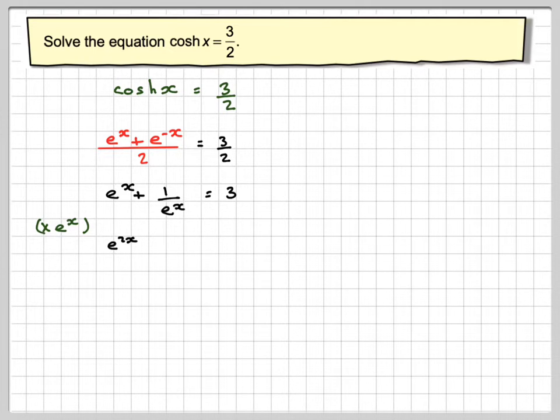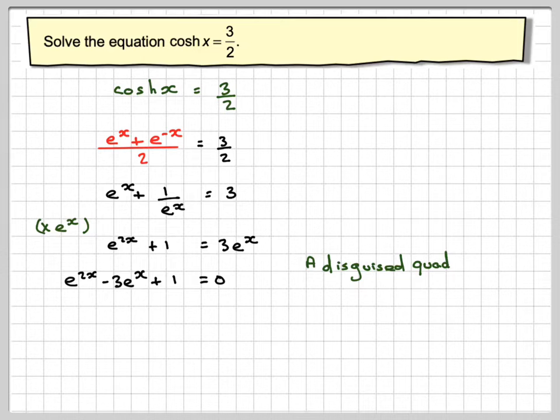We will multiply through by e^x to get rid of that from the denominator. So that'll give e^x squared, which is written as e^(2x), plus 1 is equal to 3 times e^x. This is a quadratic. So it's e^(2x) minus 3e^x plus 1 is equal to 0. This is what's known as a disguised quadratic.